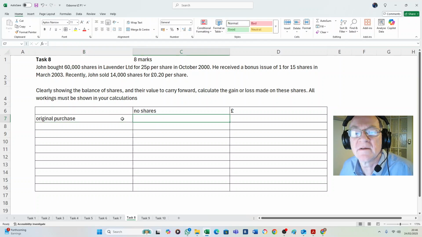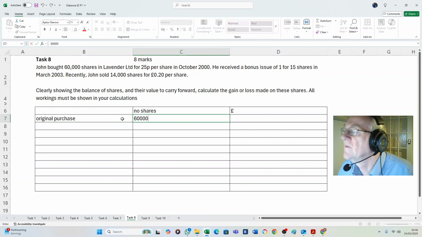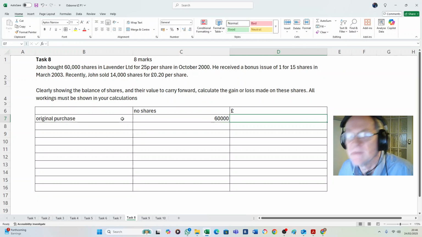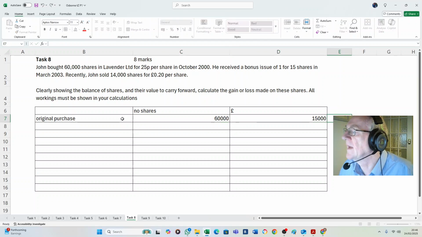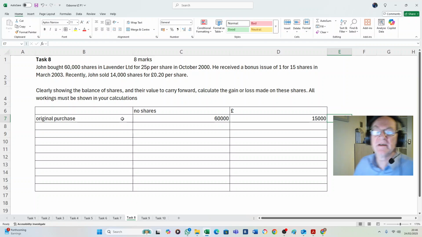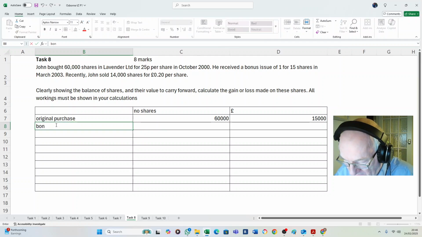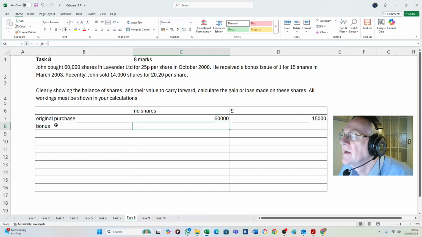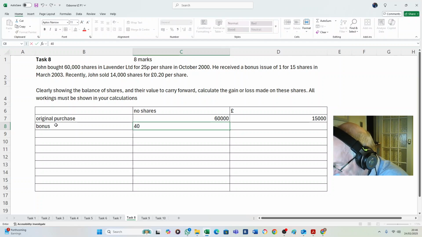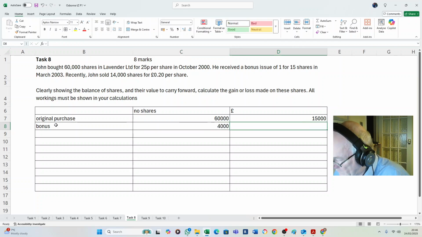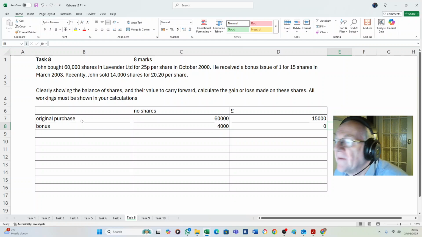Again, you've got to know these rules. 60,000, and it's £15,000, 25p a share. Again, you could put the date in if it helped or if it mattered. If you had a split disposal or something like that, you'd need to start thinking about it. So that's a 0. If it was a rights issue, there'd be money involved.